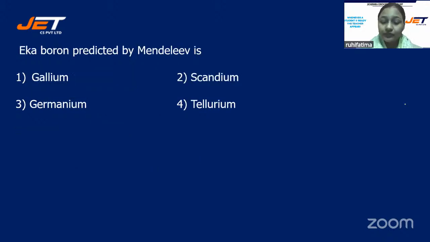Next question. Boron predicted by Mendeleev is, means you have to tell the name of the element, and your options are option number 1, gallium, option number 2, scandium, option number 3, germanium, or option number 4, tellurium? Students, if you are not getting any point, please let me know in the chat box. I'll explain that point. Okay?